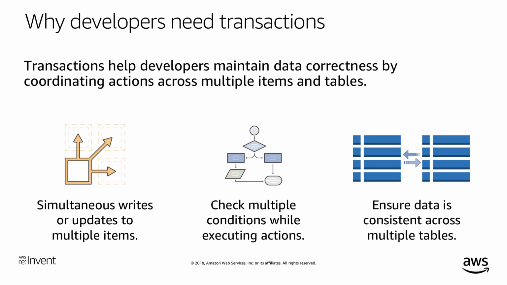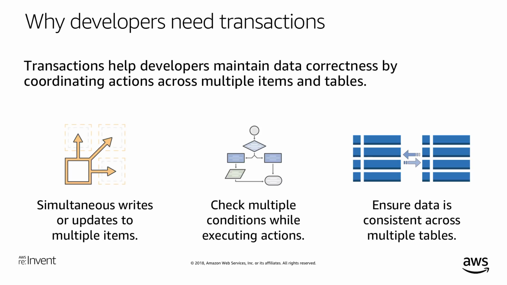So why do developers need transactions? I mentioned simultaneous writes or updates to multiple items. DynamoDB has always had consistency with a single write, so this is focused on not only multiple writes, but multiple gets, and I'll talk about that in a minute. Check multiple conditions while executing an action. In any kind of ACID compliant database, there are conditions that have to be met in order for that transaction to succeed. If it doesn't succeed, it's going to send a notice back to the user to say that this condition was not met, and therefore the transaction cannot continue.